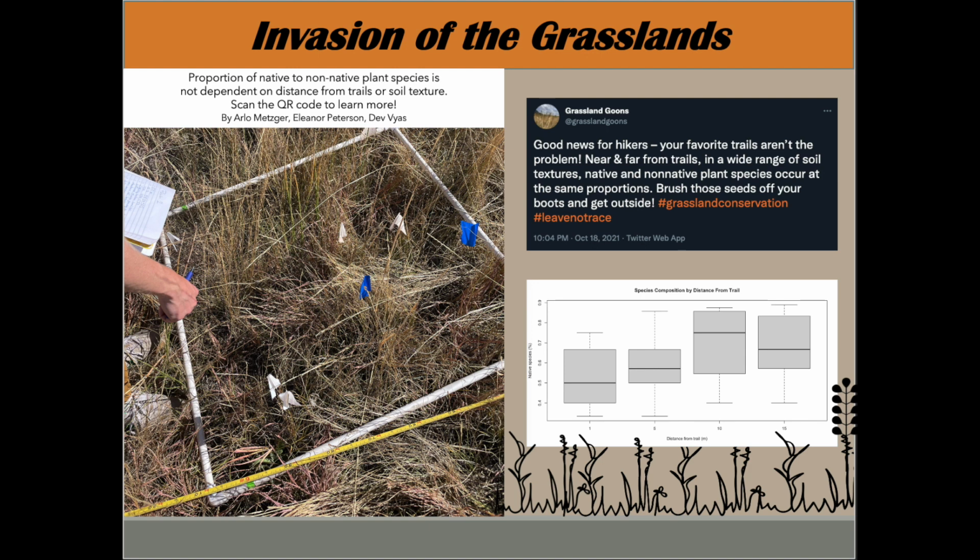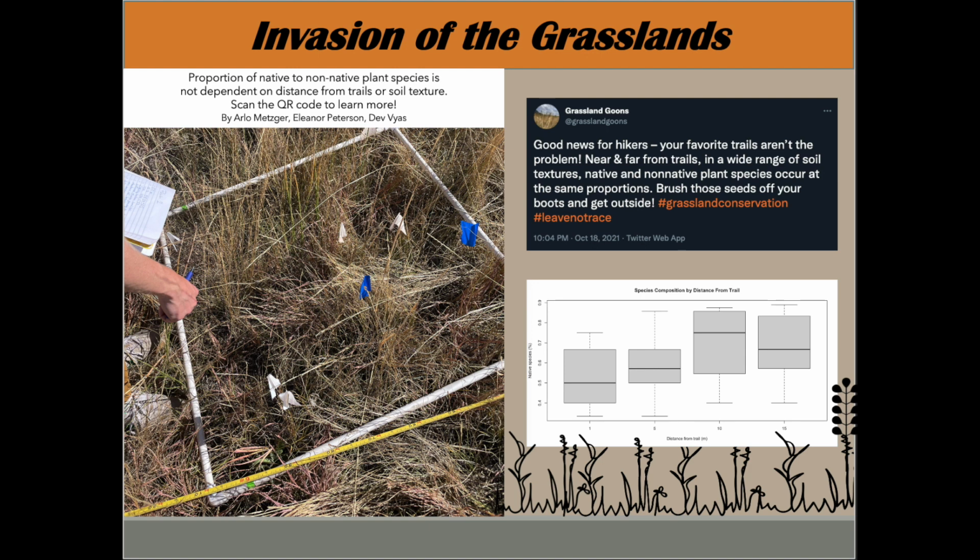We expected that the soil near the trail would be the sandiest, but this wasn't the case. Sand content in the soil varied across all distances, but the widest range was closest to the trail. Additionally, the sandiness of the soil had no impact on the number of native and non-native species.